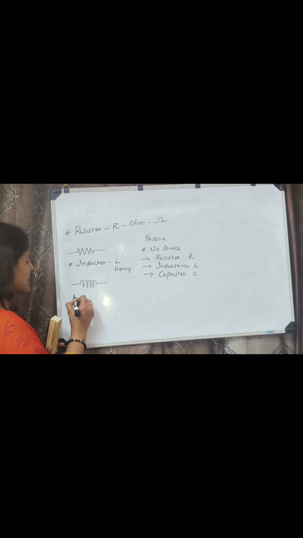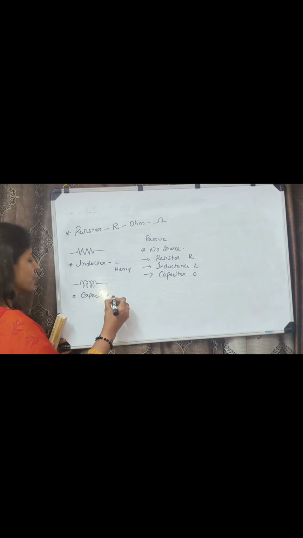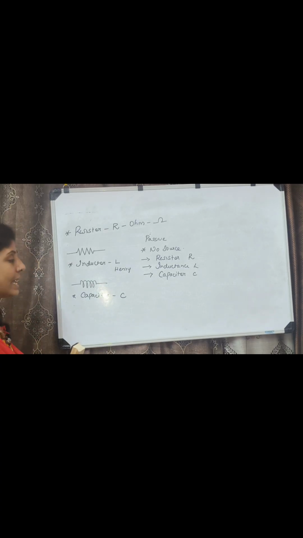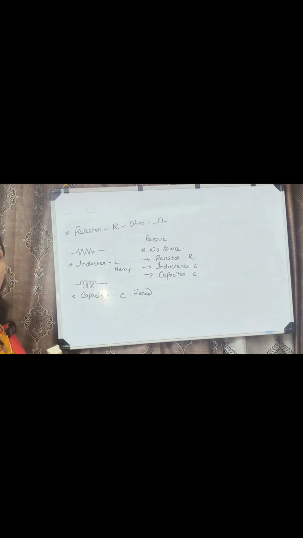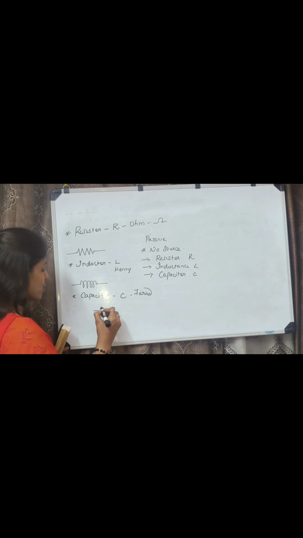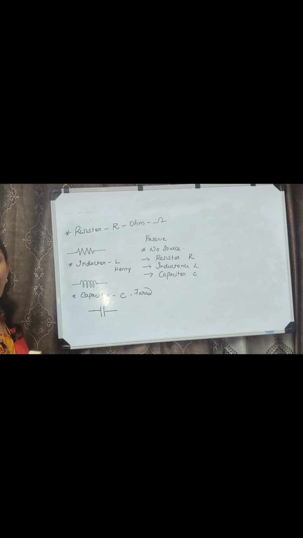The last one is the capacitor. The capacitor is represented by the letter C, and the unit of the capacitor is farad. It will look like this, two parallel plates.